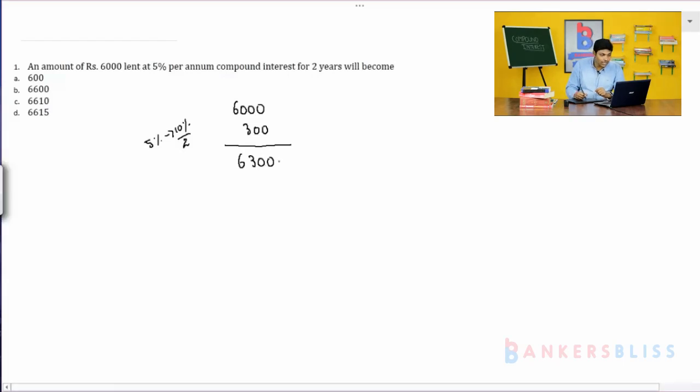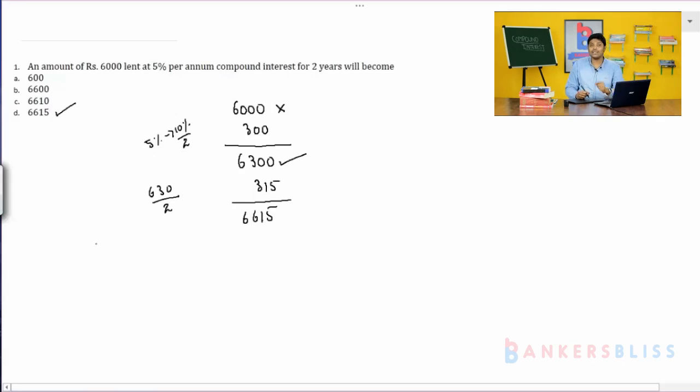Second year you have to calculate on this 6,300 instead of calculating on 6,000. In simple interest you are going to calculate on 6,000, but in compound interest, the total amount you get after 1 year, based on that amount you have to calculate the interest for the second year. So 6,300 again 5%. 10% is 630, 5% means half of 630, that is 315. So altogether you are going to get 6615, that is option D.